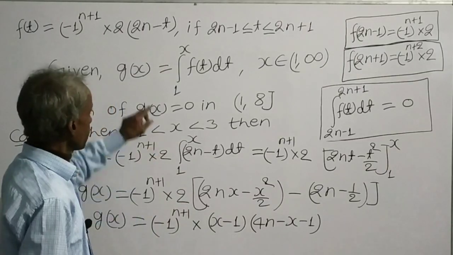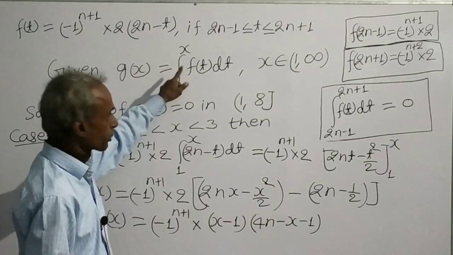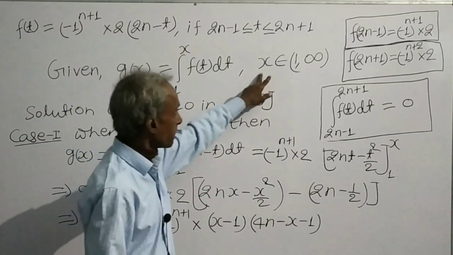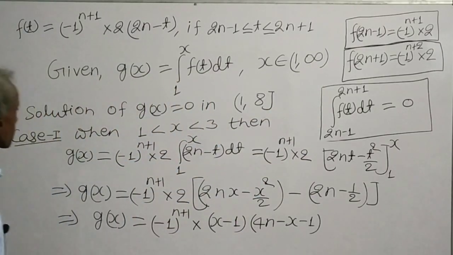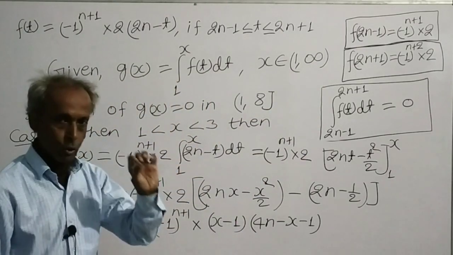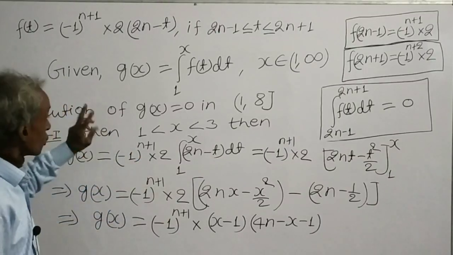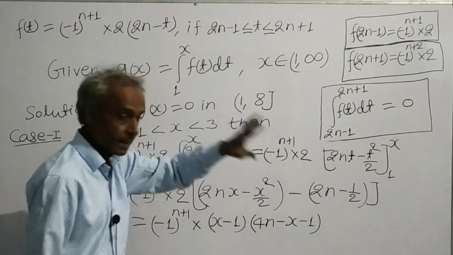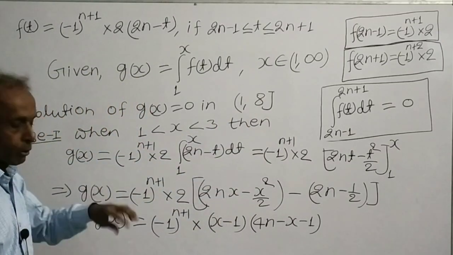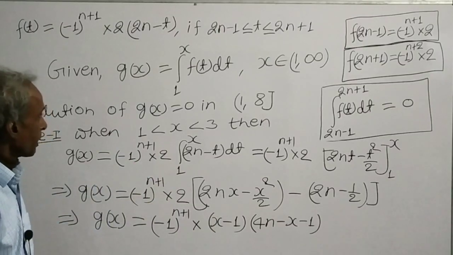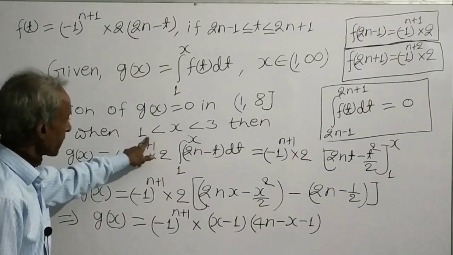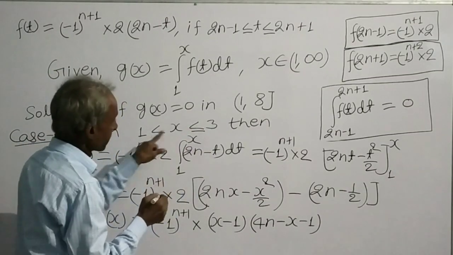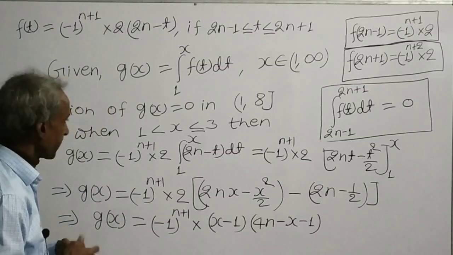It is given in this question that g(x) is equal to the integral of f(t) dt from 1 to x, where x belongs to [1, infinity). We want to find the solutions of g(x) = 0 in the interval (1, 8]. Now there are many possible cases. When x lies in the interval 1 to 3, x is not equal to 1, but it may be equal to 3.